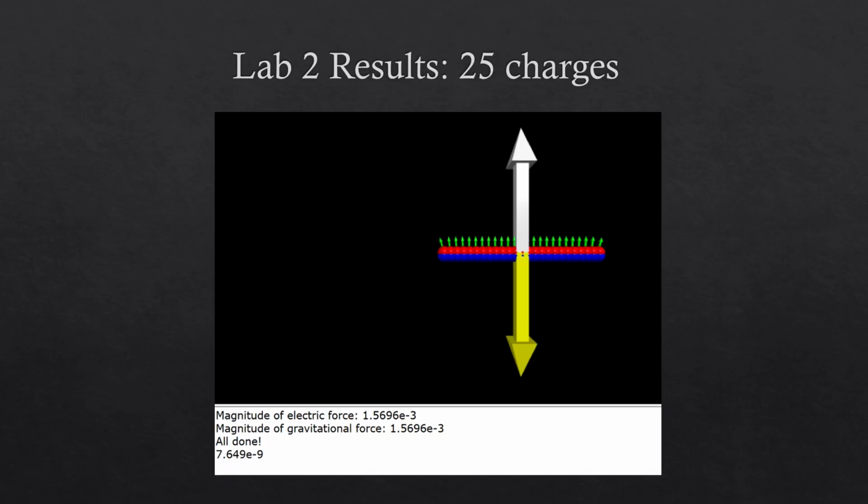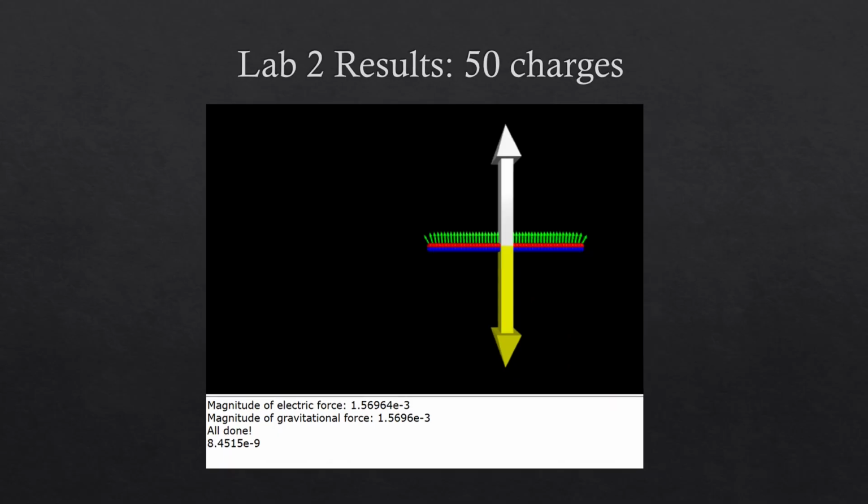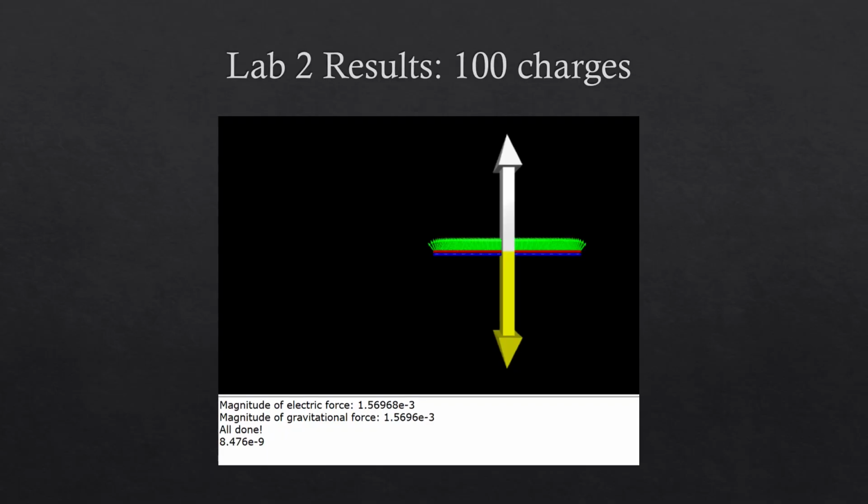Then when I used 25 charges, it increased to 7.65 times 10 to the negative 9. 50 charges, I calculated it to be 8.45 times 10 to the negative 9. And then 100 charges, I calculated it to be 8.47 times 10 to the negative 9 coulombs.